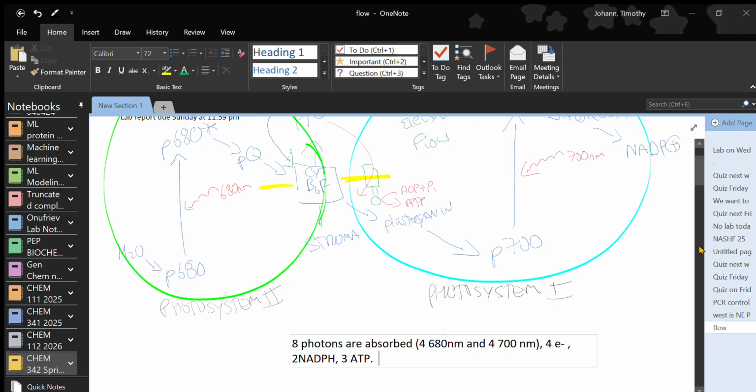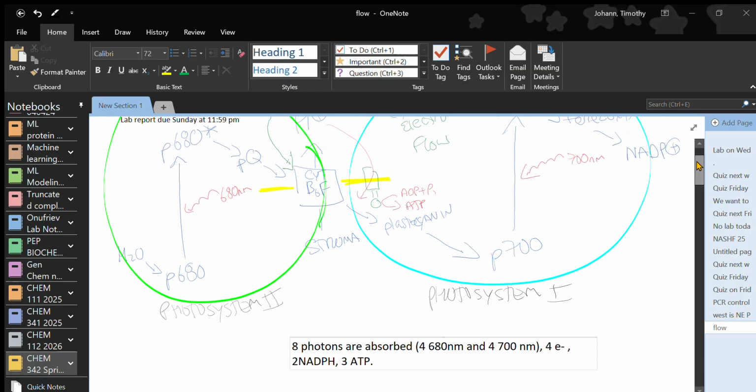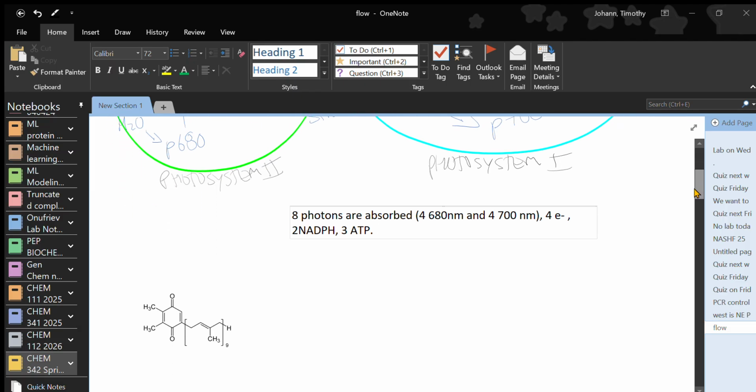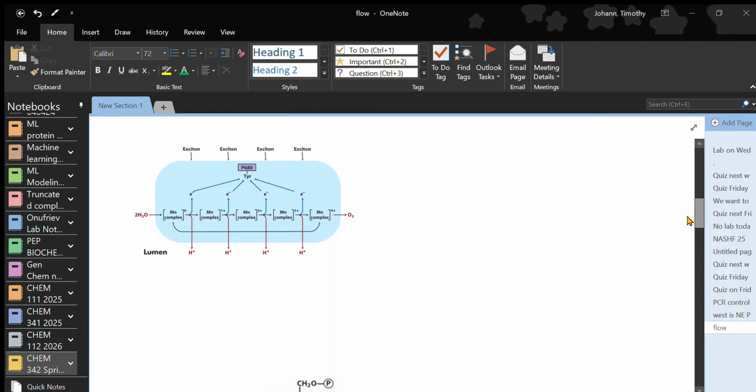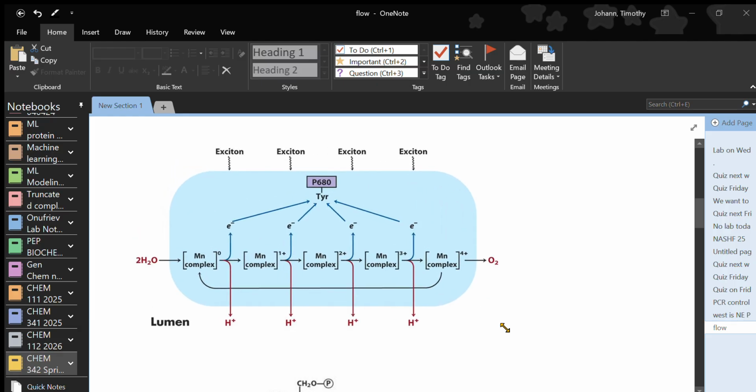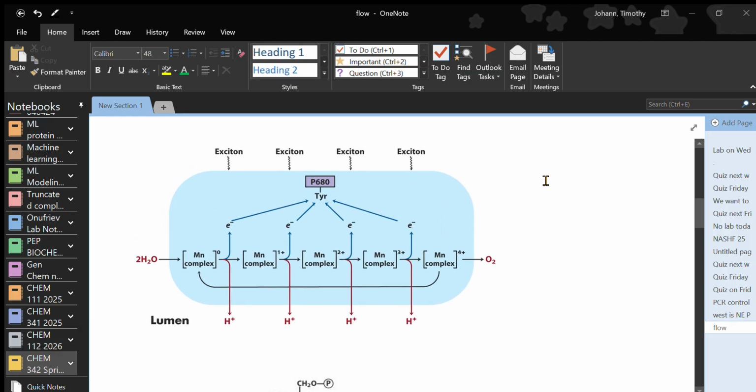Questions before I move on to dark reactions? I'm going to move on to the oxygen evolving complex quickly. This is a big deal, taking electrons away from water. That's pretty hard, and we've got a very interesting structure that's involved in that. This is the oxygen evolving complex.